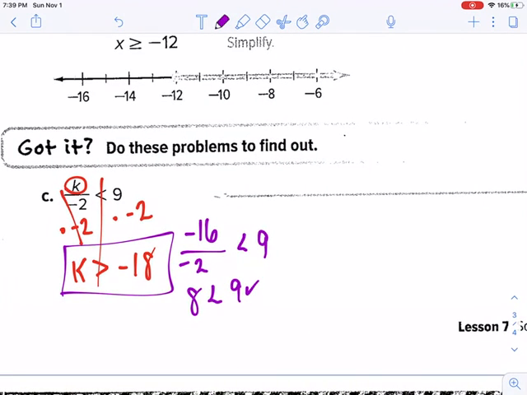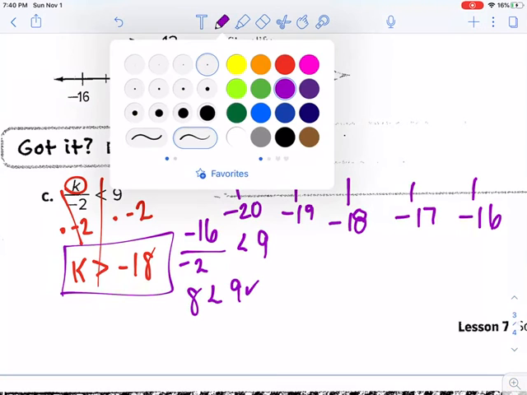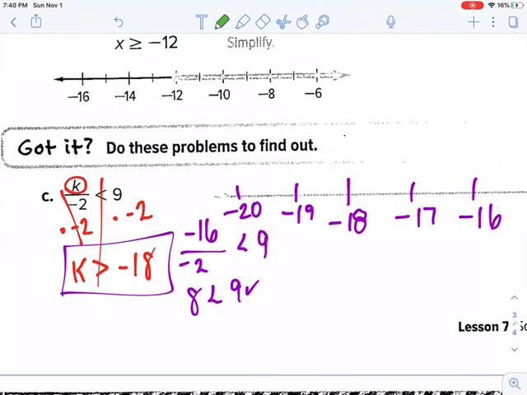All right, so when you graph it, I'm going to put the negative 18 in the middle. So we'd have negative 19 here, negative 20, negative 17, negative 16. This is a greater than sign. It doesn't have the line underneath. So just like we talked about in the last lesson, this is going to be an open circle. k is greater than negative 18, so you need to draw your line to the right.